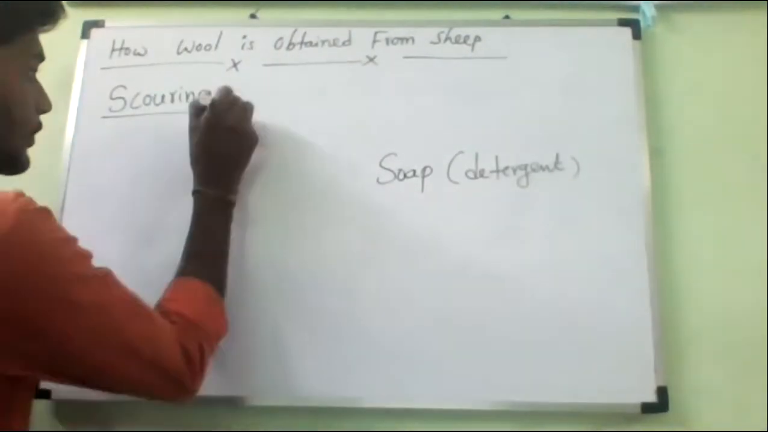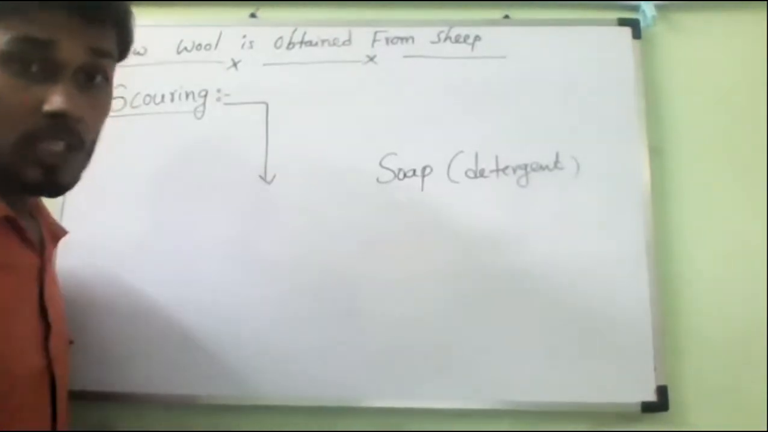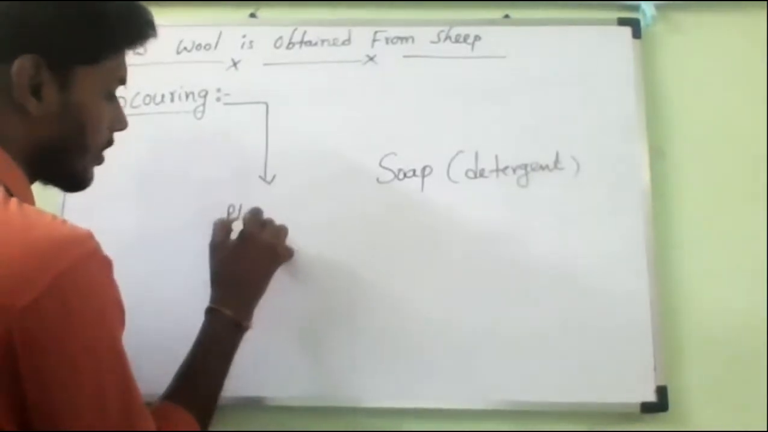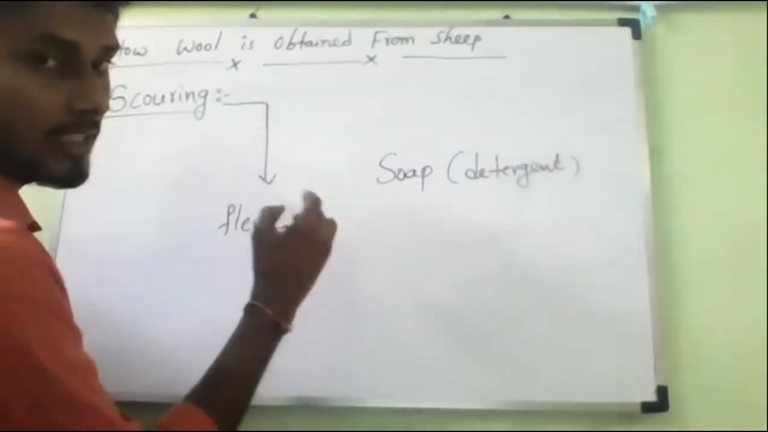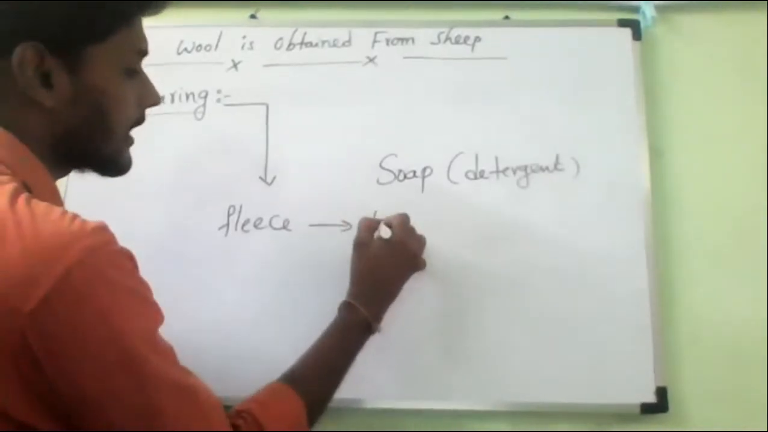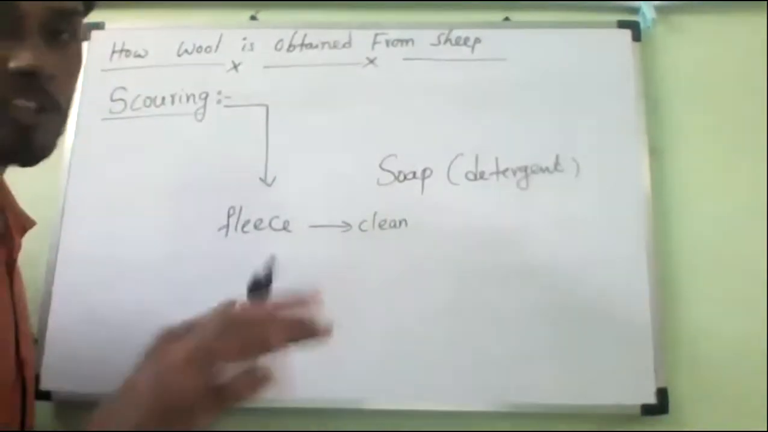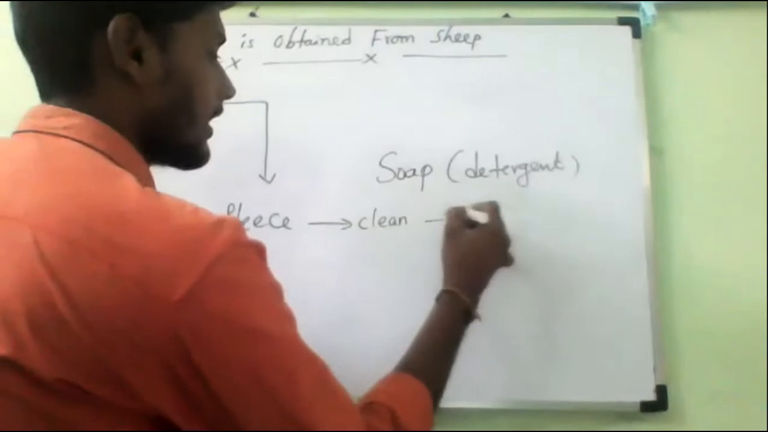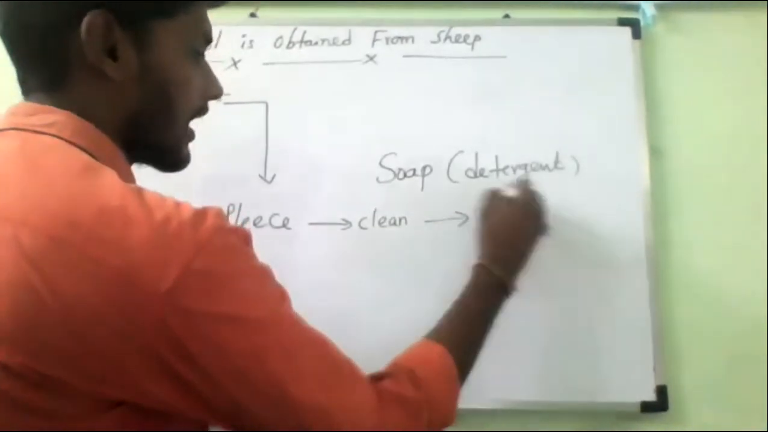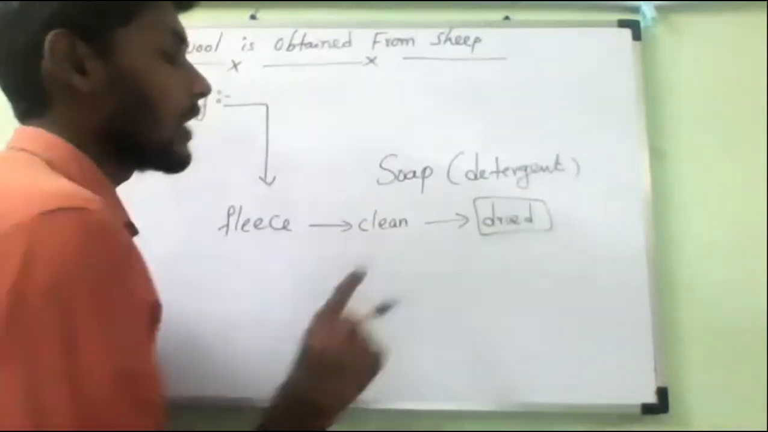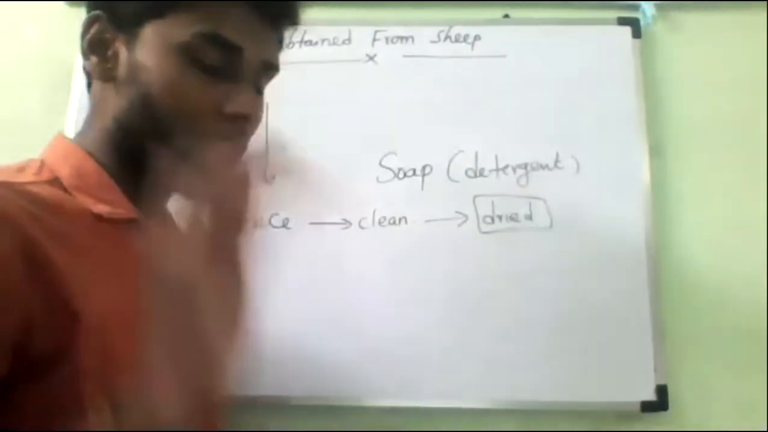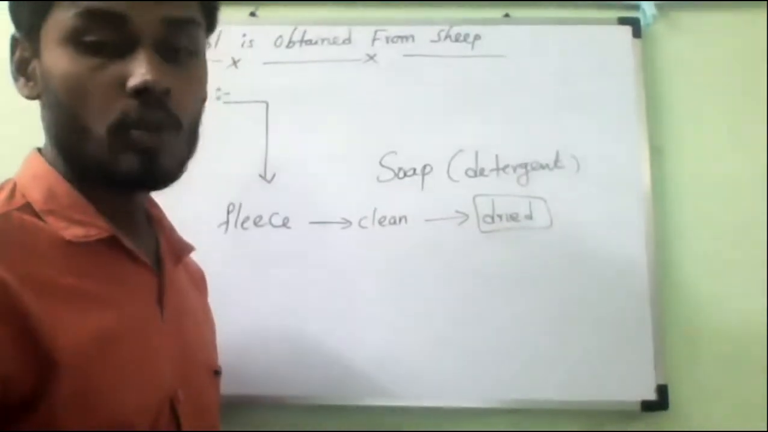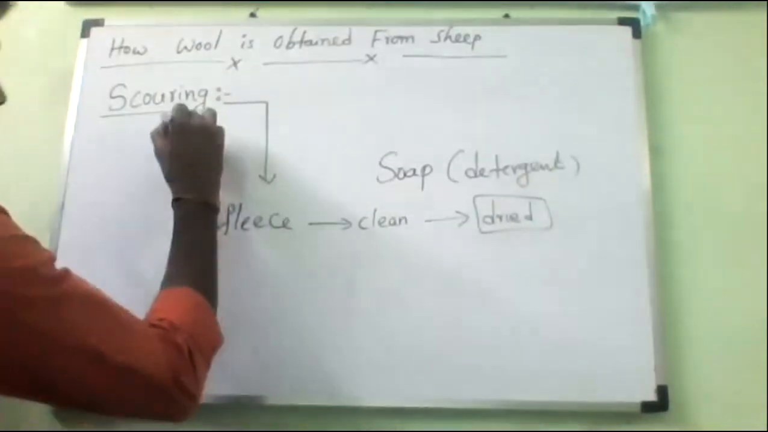So if you do this scouring, what will happen? The dust particles of the fleece will be removed and washed. The fleece, which was dirty before, will now become clean. Now this scoured fleece has to be kept for drying, because it is wet and we cannot use it for making yarn. We have to make it dry. Dry means keeping it in sunlight, or else removing the water. So this is what is called scouring.